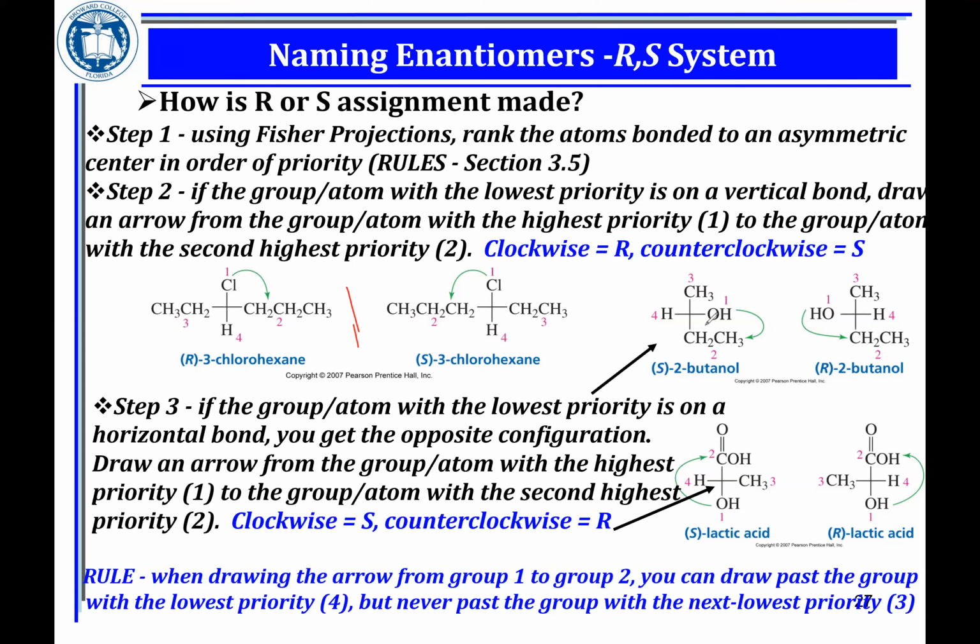So, determining R and S. Now the hydrogen, which is the group with the lowest priority, is on the vertical, so clockwise is R. This is just emphasis on it. We have seen this before. If the group with the lowest priority is on the horizontal line, clockwise is going to be S, so you have to switch it around.